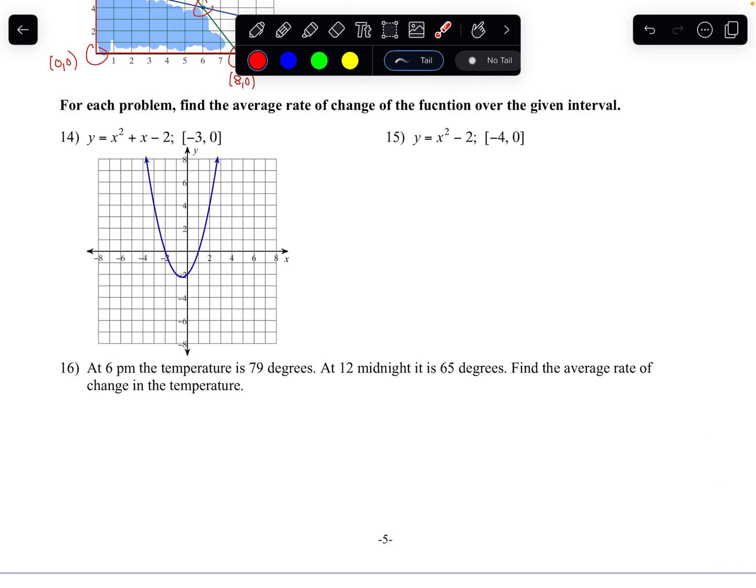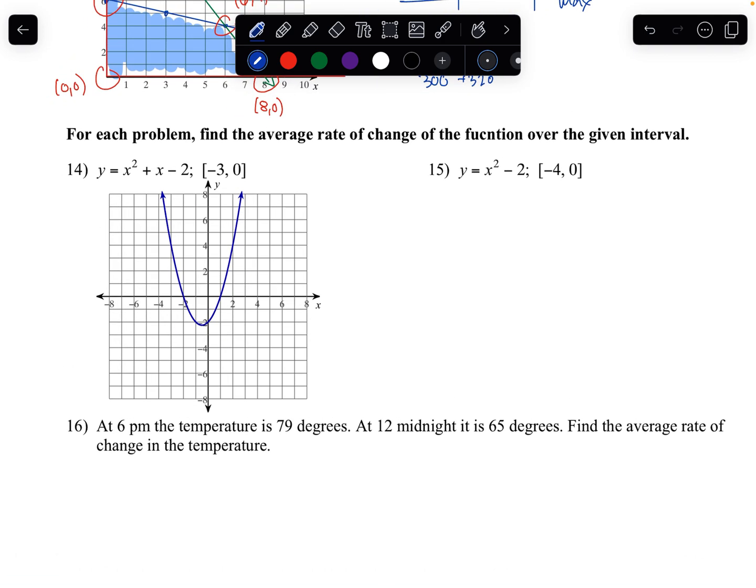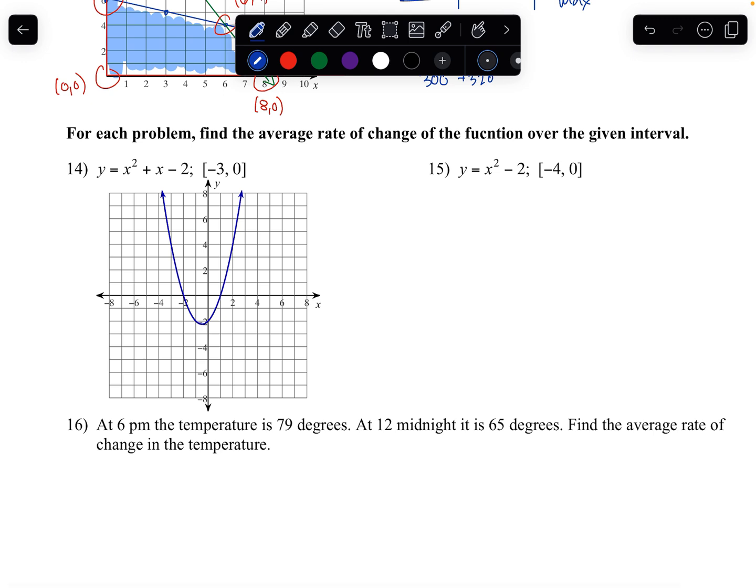14 through 16 is going to be average rates of change. So find the average rate of change of the function over the given interval. So this is the interval that it's talking about, from -3 to 0 of the graph. I don't really need the function given here. I know it is there, but I don't need it.